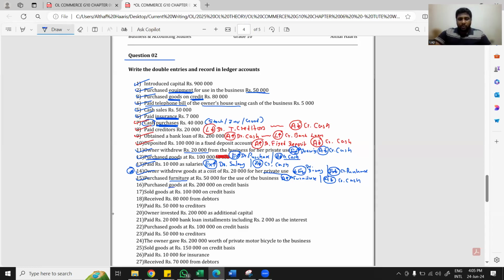Here purchase goods are goods. Now this time tell me without making mistakes, everyone. Goods purchase, where are you writing in the purchase account? Everyone tell me. Good. So debit the purchase account.